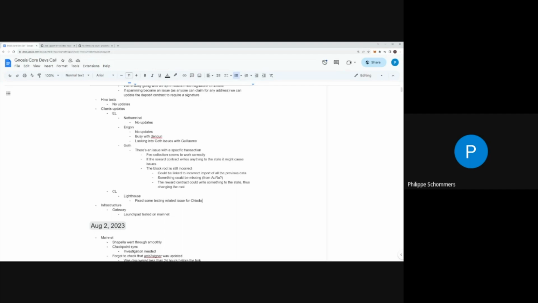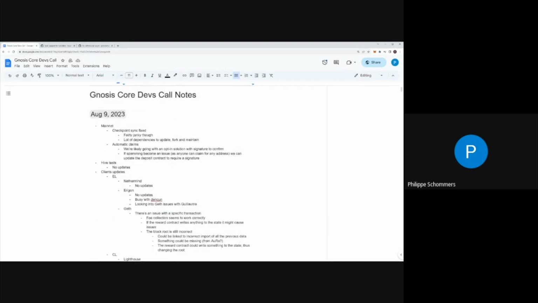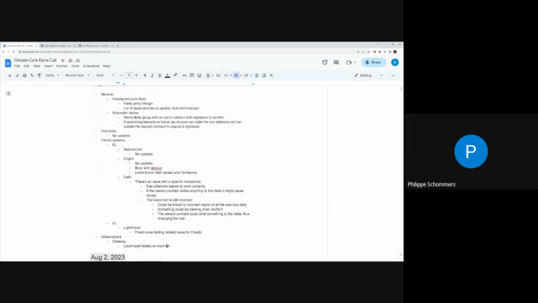And then on Gateway's side, I think no one could join. So basically, they tested the launchpad, the deposit UI, on mainnet, and it's working. So that's links to the update from MGNO to GNO and the changes in deposits. Yeah, and that's all I have on the agenda today.